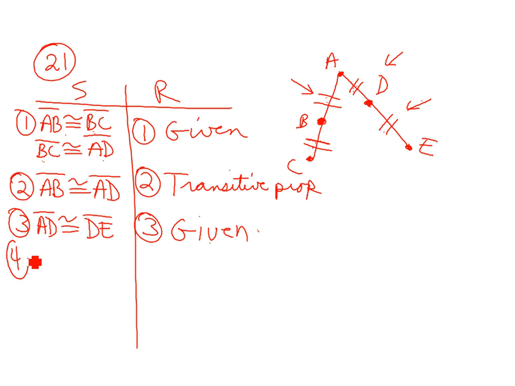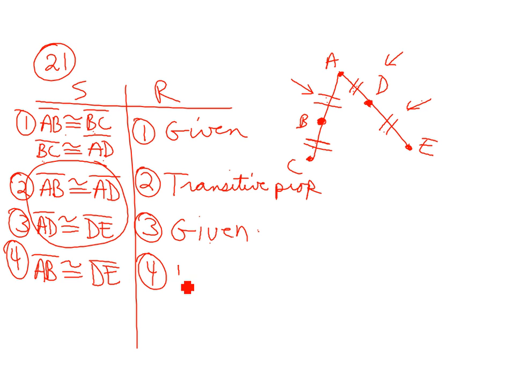And number 4, if we look right back here again, segment AB is congruent to segment AD, segment AD is congruent to segment DE, well then that tells us that segment AB is congruent to segment DE. And we know that because we used the transitive property again.